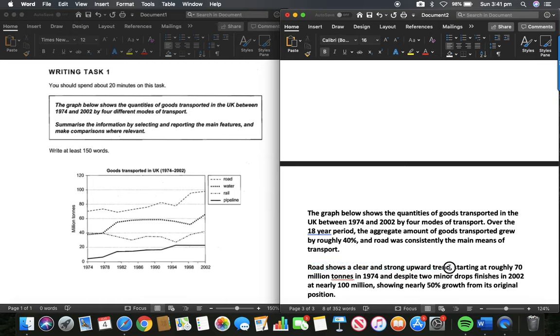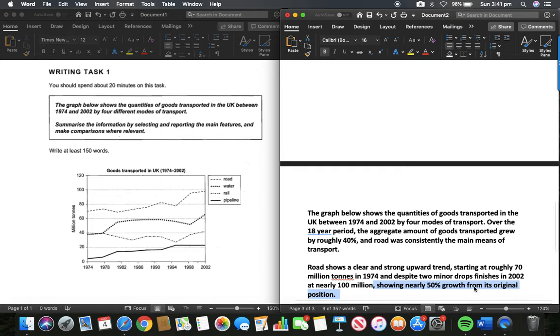Then, comma, and my participle clause, starting at roughly 70 million tons, and then this is really nice, despite 2 minor drops, finishes in 2002 at nearly 100 million. So again, it's a nice way to say that. Like I say, yes, there's 2 drops, but they're minor, and I use that point, despite these 2 drops, it grows to 100 million. Comma again, showing nearly 50% growth from its original position.